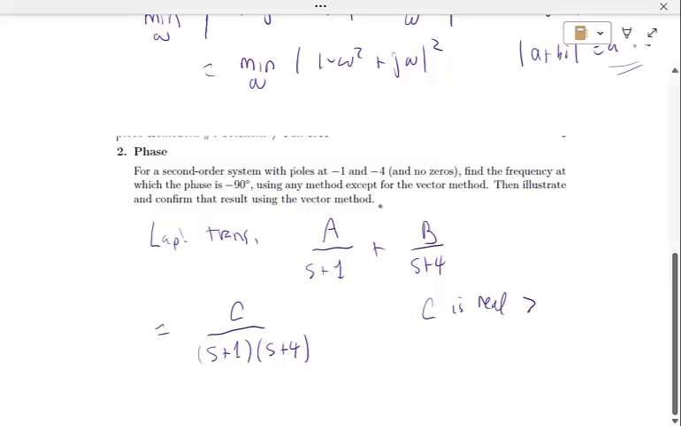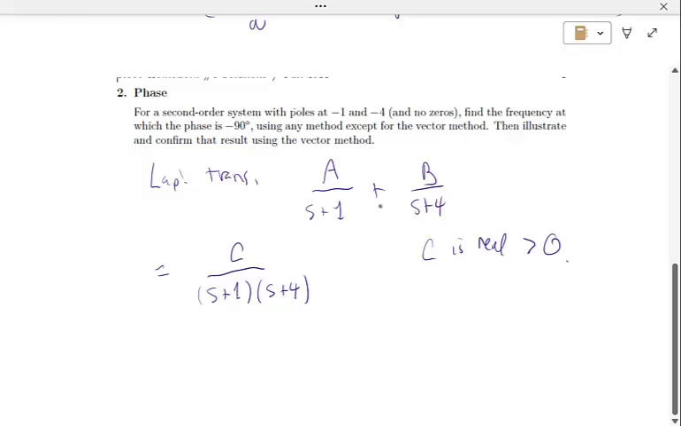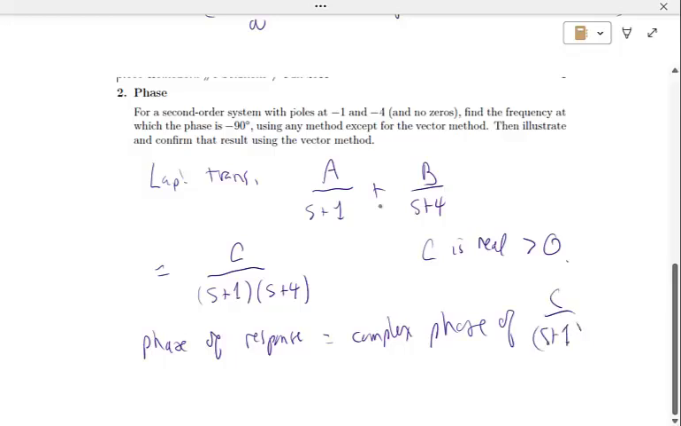And also, we should have to assume that it's greater than 0 in order to get the phase. Now, the phase of the response is equal to the complex phase of this coefficient. All right. Or you can say, when I say complex phase, it's the same thing as the argument, the complex argument. Right. If you write that in polar form, then it's going to be the argument of this thing.